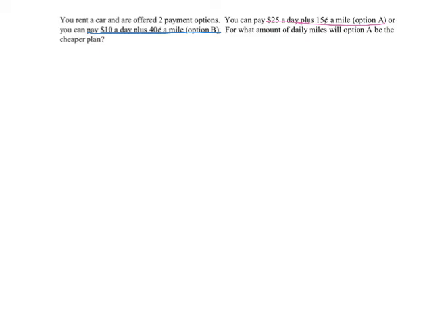This is for what amount of daily miles will option B be the cheaper plan? So what are we looking for? We're looking for the number of miles. Okay, so let's highlight. $25 a day plus 15 cents a mile. If we're renting a car, you're going to pay for the day, and then every day you're driving a certain number of miles. So the cost for the day stays the same. This is kind of tricky. Plus 15 cents a mile.